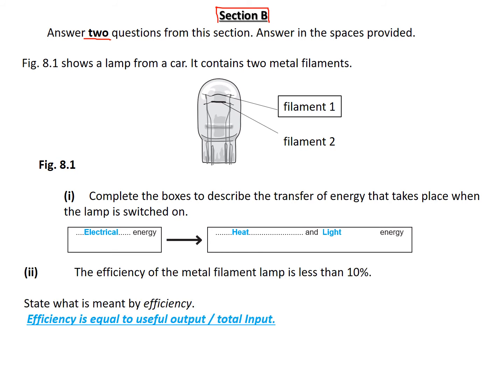Part 2. The efficiency of the metal filament lamp is less than 10%. State what is meant by efficiency. Efficiency is equal to useful output upon total input.